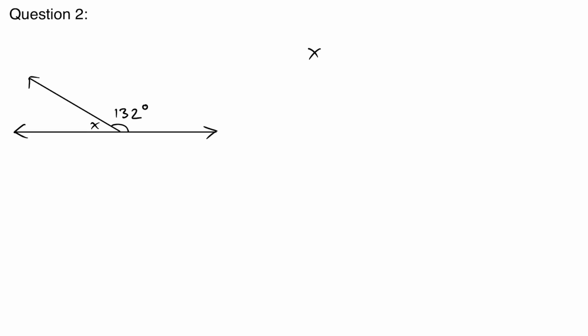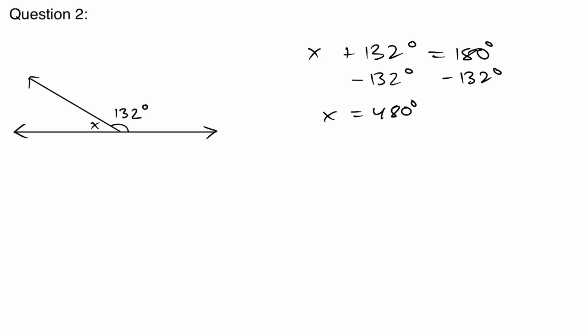We're going to have x plus 132 degrees is going to be equal to 180 degrees. And then from here, we simply subtract 132 on the left and the right side, minus 132 on both sides, and then we're going to be left with x is equal to 48 degrees. And then we can fill that in here.